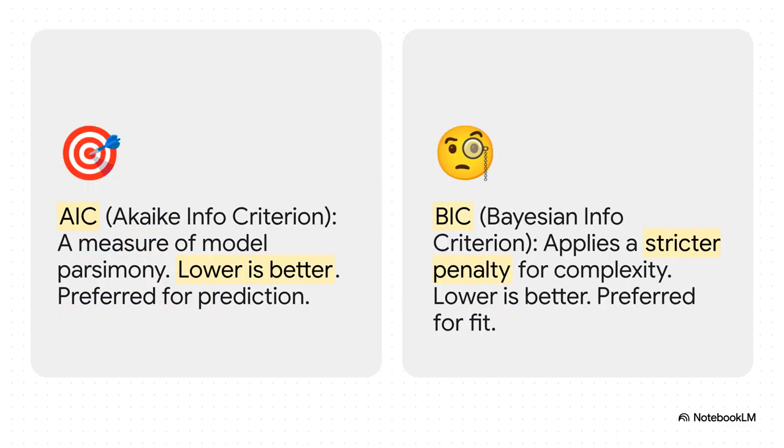But for the final showdown, analysts bring in the ultimate judges, AIC and BIC. Think of them as rating a model on 2 things: how well it explains the data and how simple it is. They love accuracy, but they hate unnecessary complexity. And in this competition, the lowest score wins. They're both hunting for the model that does the most work with the fewest parts.